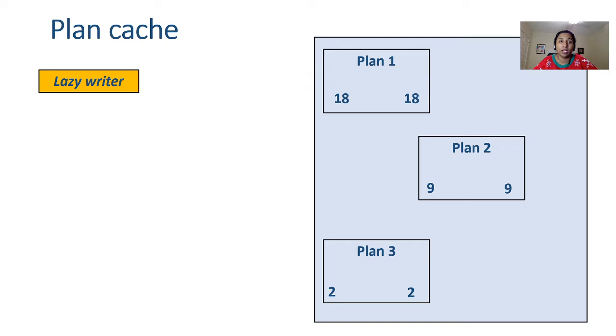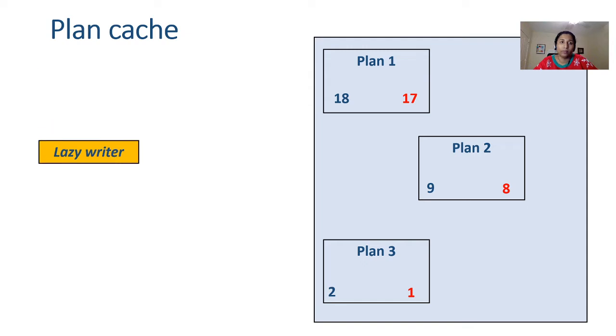So what the lazy writer does is it will go ahead and decrement the plan 1 complexity countdown value from 18 to 17, for the plan 2 from 9 to 8, and for the plan 3 from 2 to 1. And then the lazy writer will go away.